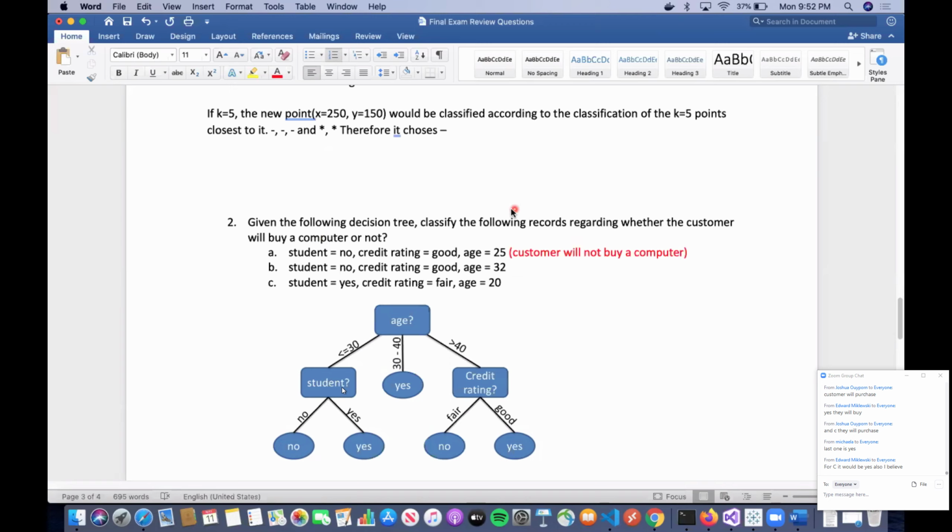So for C, it would be yes. That's exactly right. For C, yes, they will purchase a computer. And so this will go on. You might see up to F or G. I might give different scenarios, but this is just an example, right?